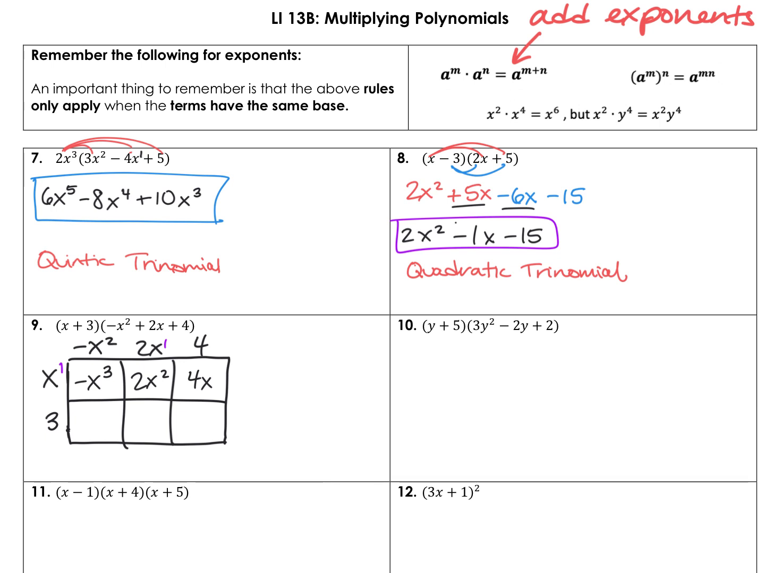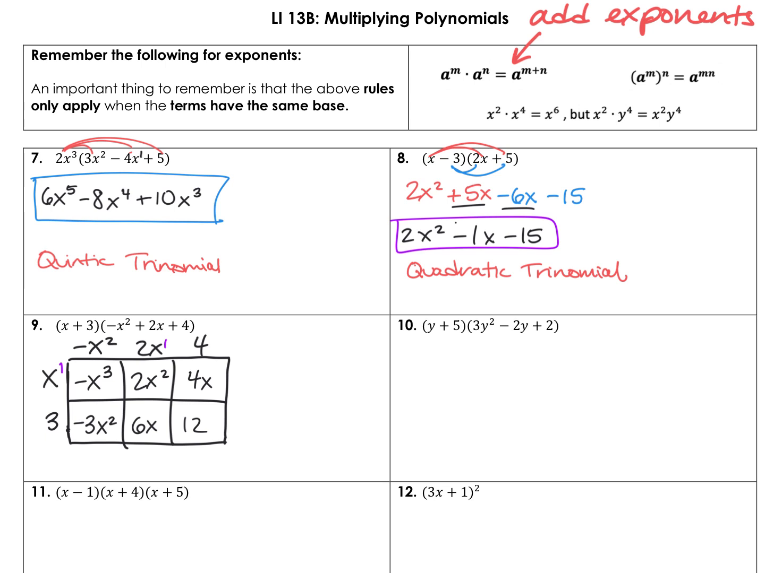Okay, go to your next row. This one's a little bit easier because you're just multiplying by 3. So negative 3x squared. 3 times 2x is 6x, and 3 times 4 is 12. You are not done because your answer right now is in a box, and that is tacky, and we don't leave our answers in a box. You need to take it out of the box and write it in standard form.